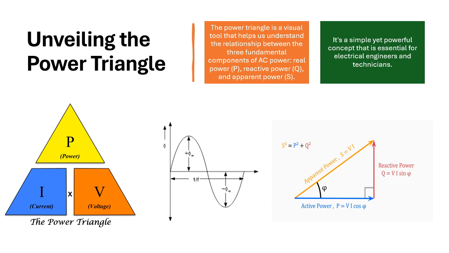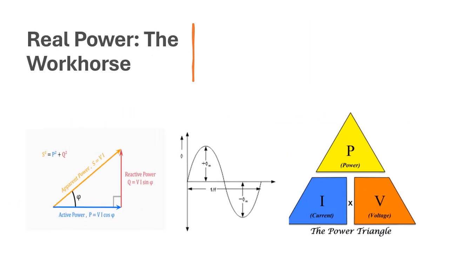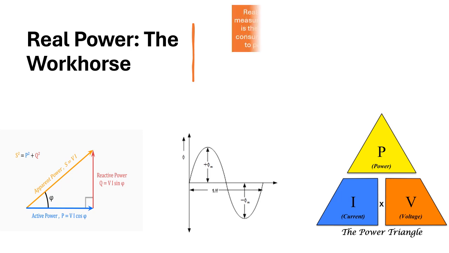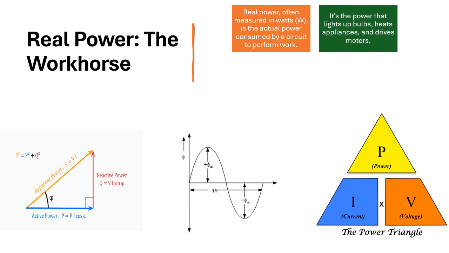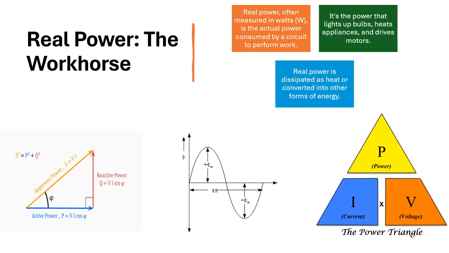Real power, the workhorse. Real power, often measured in watts, W, is the actual power consumed by a circuit to perform work. It's the power that lights up bulbs, heats appliances, and drives motors. Real power is dissipated as heat or converted into other forms of energy.